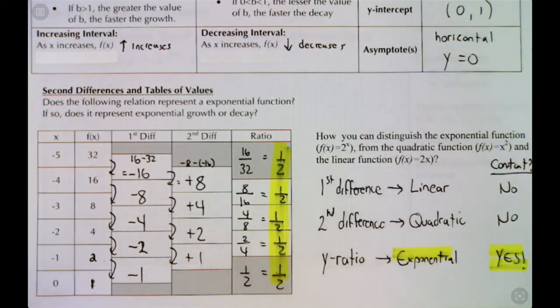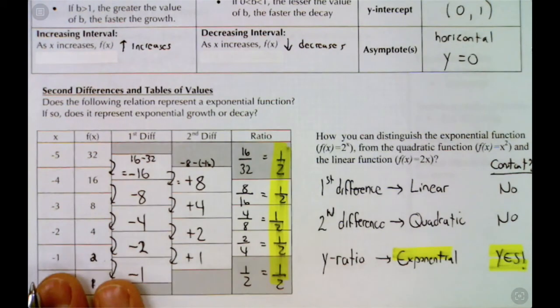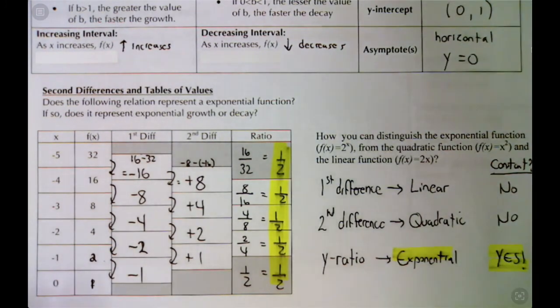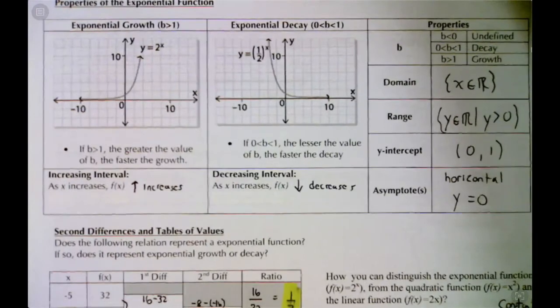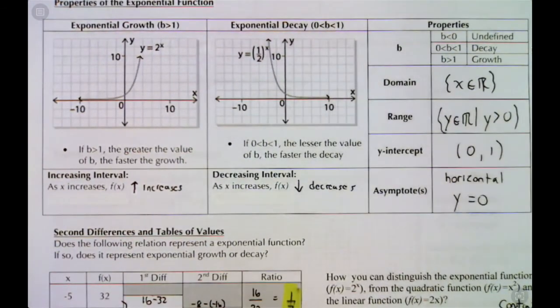So purpose of the lesson, twofold. Can you look at a table and decide whether it's linear, quadratic, or exponential? And can you have an understanding of the properties and graphs of two of the exponential base functions? So in this case, 2 to the exponent x and 1/2 to the exponent x, and their properties: domain, range, y-intercept, and asymptotes.